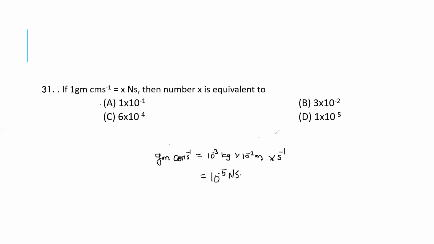If 1 gram centimeter per second is equal to x Newton second, then the number x is equivalent to. So what I did: they have given it as gram centimeter per second, and I converted that to the SI system, because the unit is given in terms of the SI system, that is Newton second. Therefore, take that and convert it. This is a simple one, option D is the right option here.